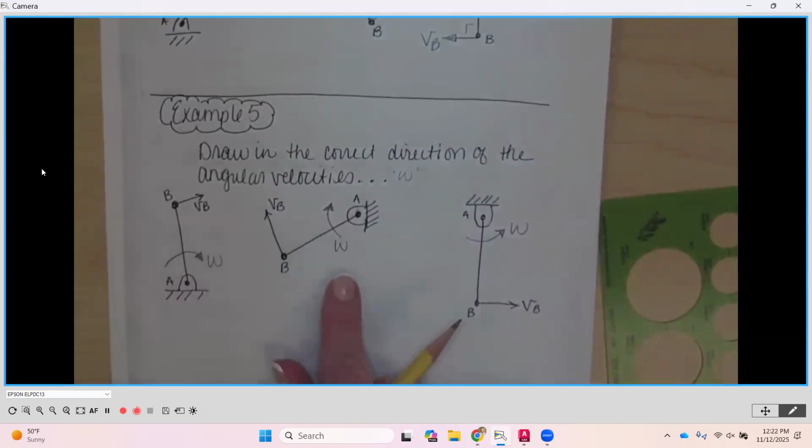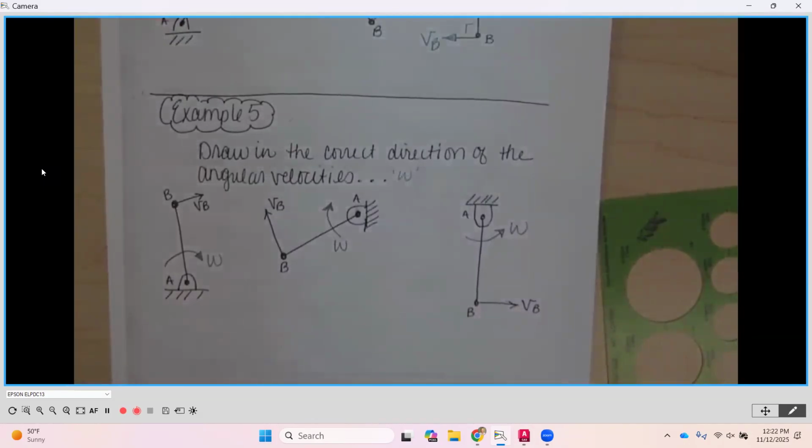So for the second one, you should go clockwise. And for the third one, you should have it going counterclockwise. Any questions on those three? Okay.